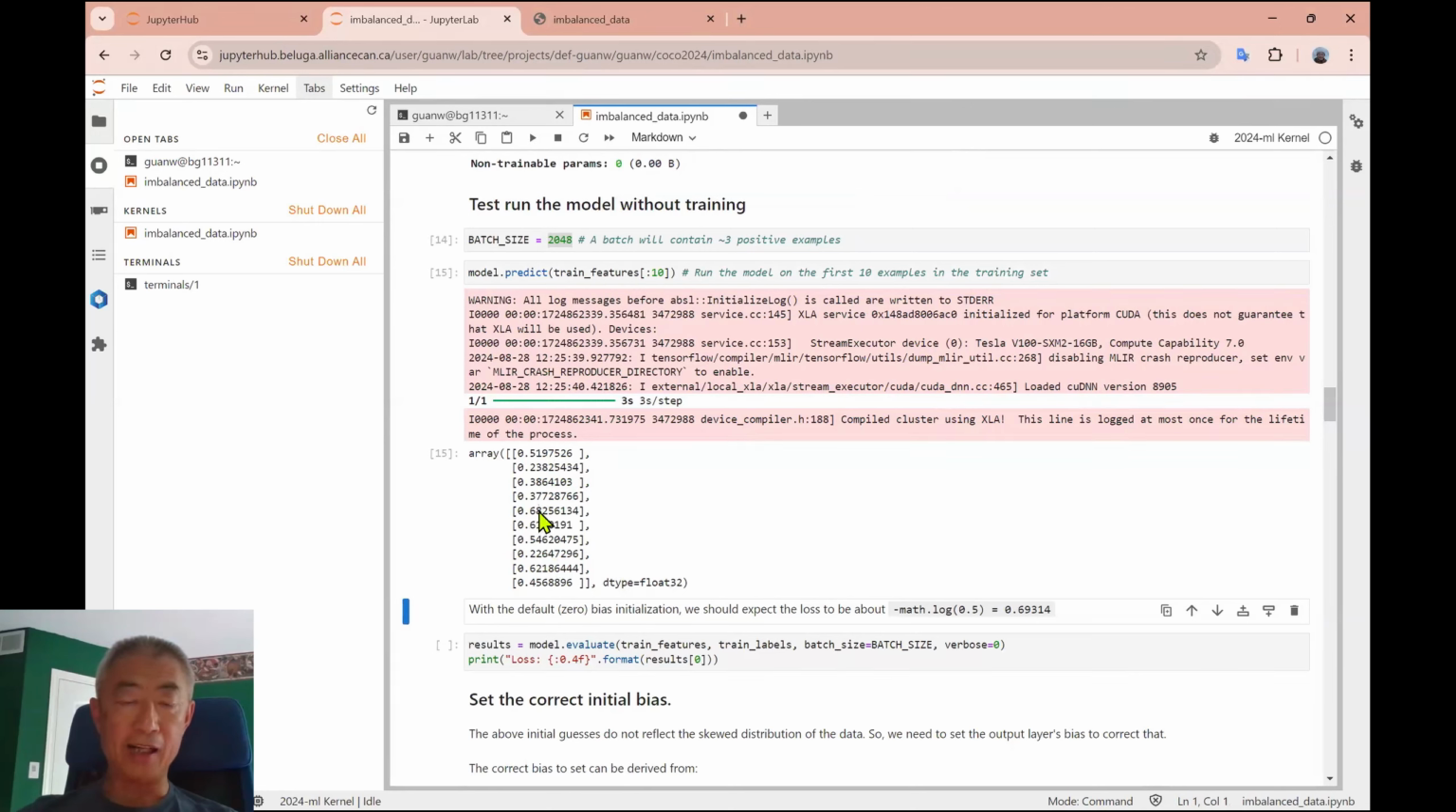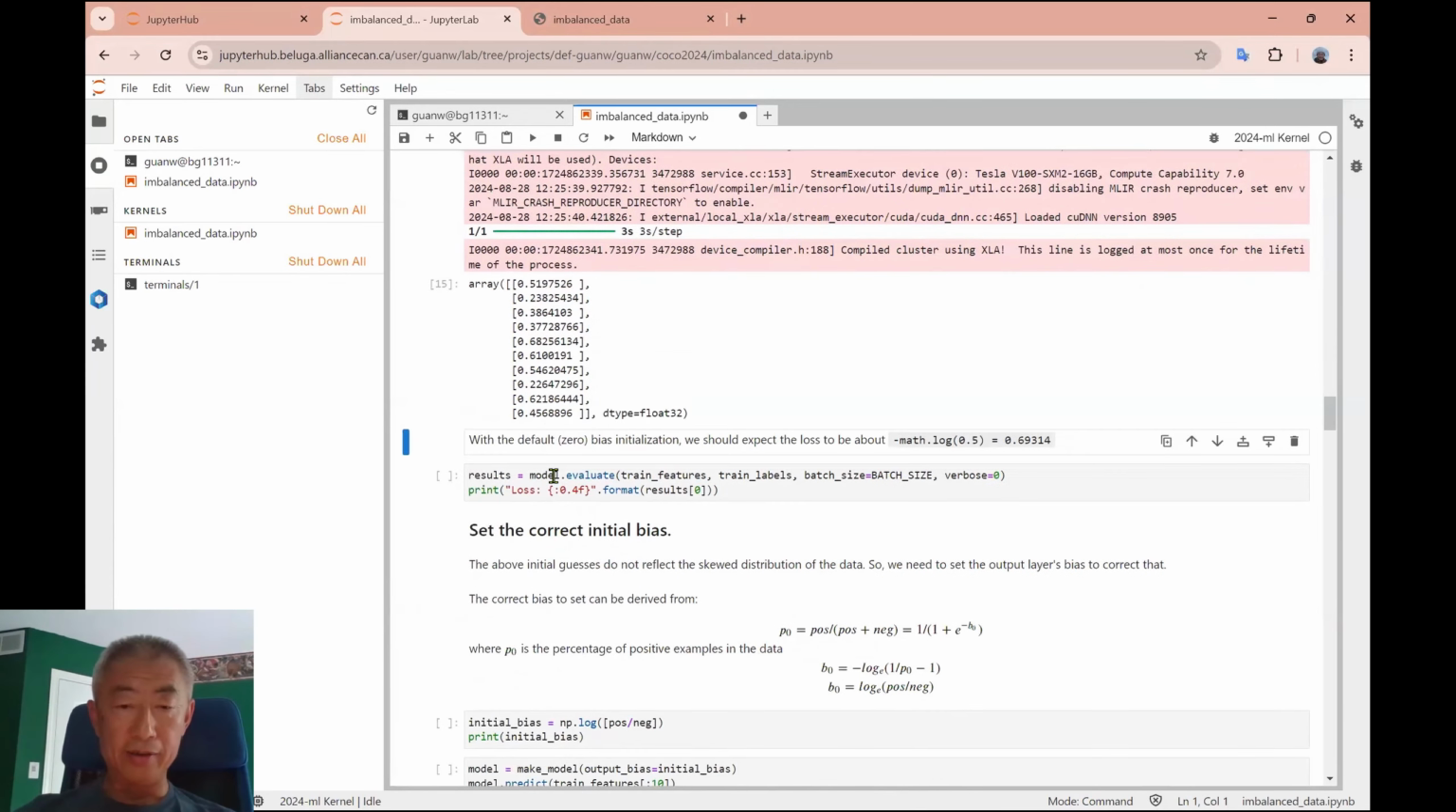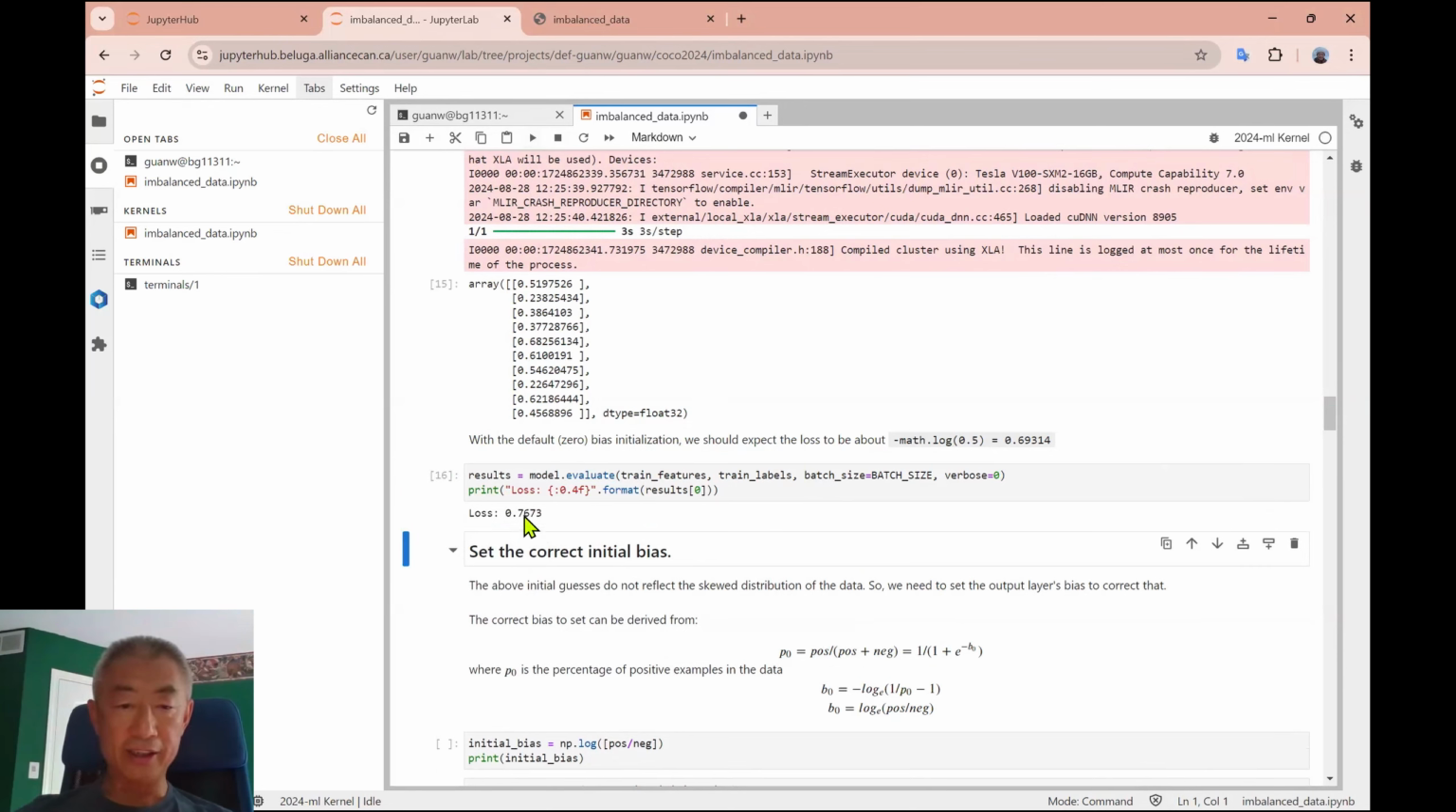We see basically the output is around 0.5. That makes sense because we haven't trained the model yet. So it's quite neutral, meaning it has zero bias. That means it can't declare either positive or negative. And if we evaluate the model without training to see what the loss is, the loss is 0.76 or 0.77 or something.